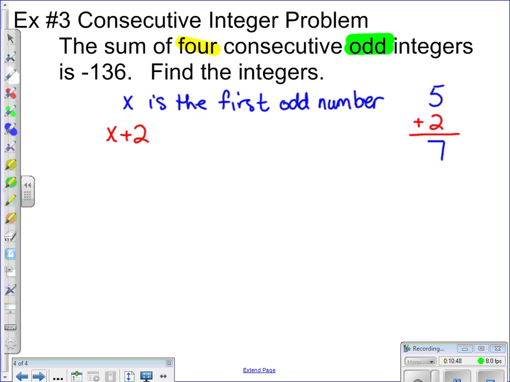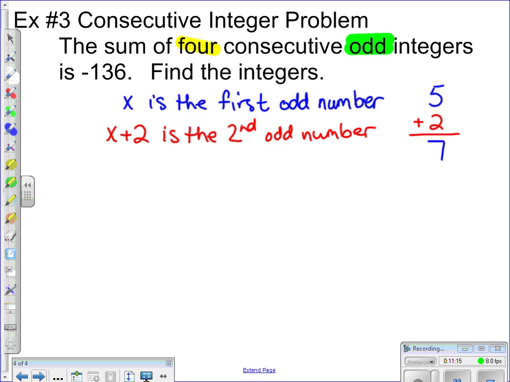Now this happens when it's odd or even. I know some people think that because it's odd you should add 3. Well, it doesn't work that way. If you add 2, that's every other number. And every other number is odd or every other number is even. So we're going to add 2. So x plus 2 is the second odd number.